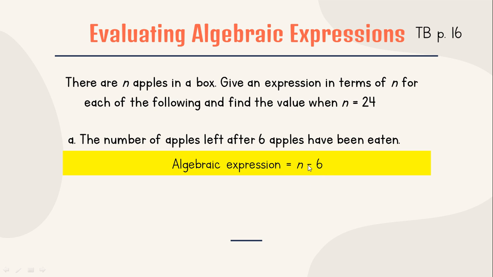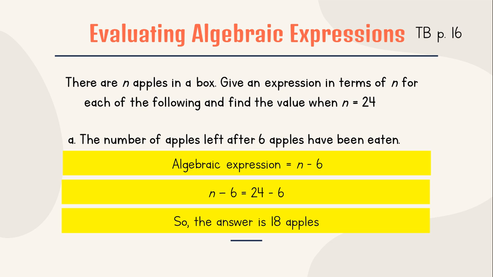Why n minus 6, Mystery? Because n is the apples in the box. After that, you eat 6 apples. So n minus 6 is the algebraic expression. After that, find the value when n equals 24. We need another answer. Find the value when n equals 24. This is our lesson 2, evaluating algebraic expression. This is the condition. So that's it. N minus 6 equals 24 minus 6. How do we know that n is 24? This is the condition, okay? So n minus 6 actually is 24 minus 6 equals 18. So how many apples do we have left? 18 apples.